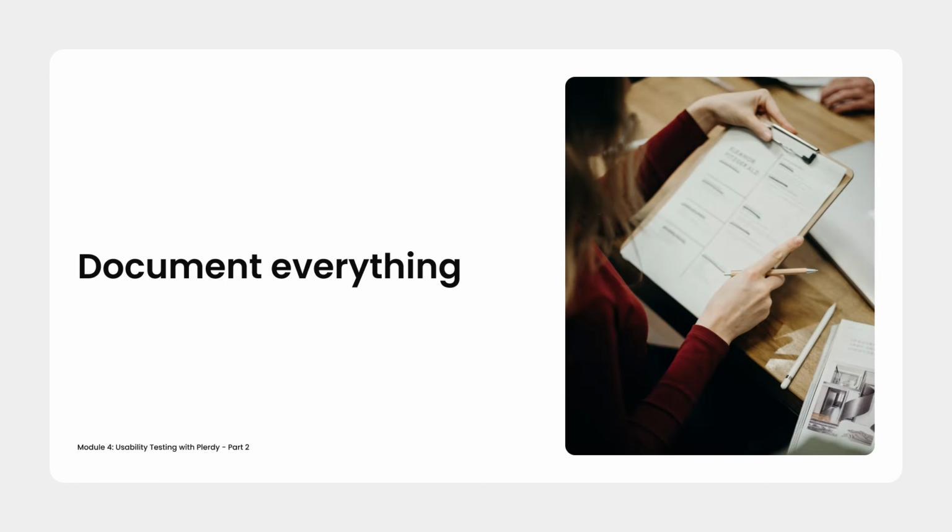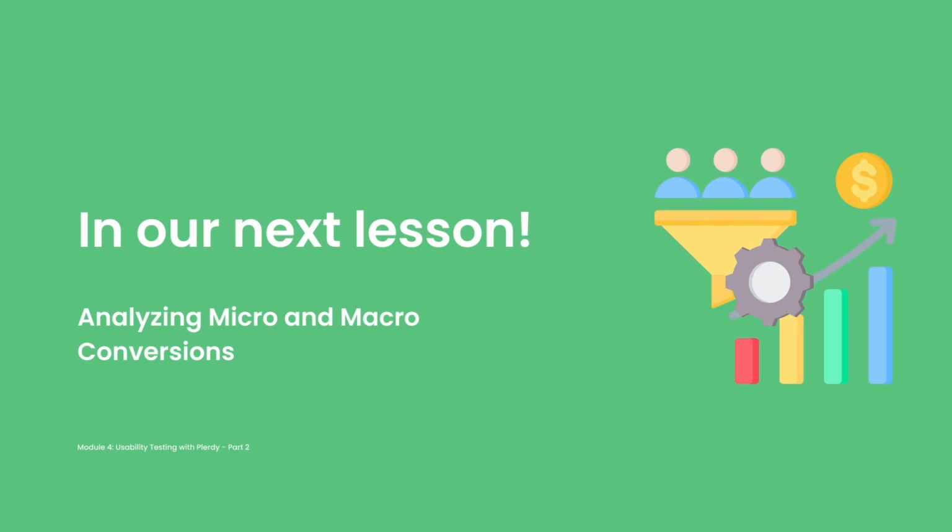Tip 4. Document everything. Keep detailed records of your analysis, including the issues you've identified, their priority levels, and the proposed solutions. This documentation will be invaluable when it's time to present your findings to stakeholders and make improvements to the design. And that's it.